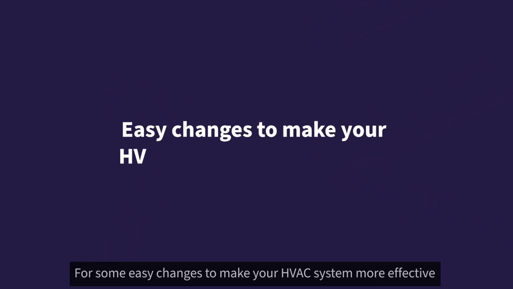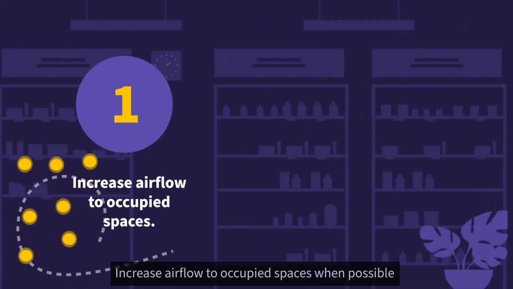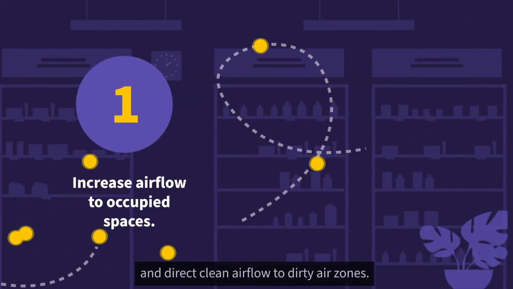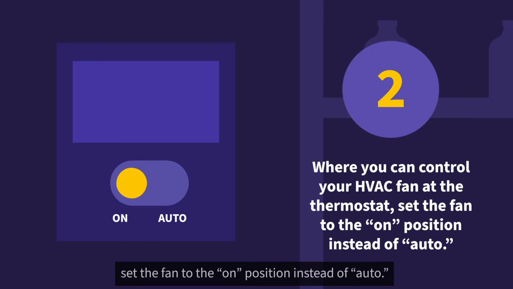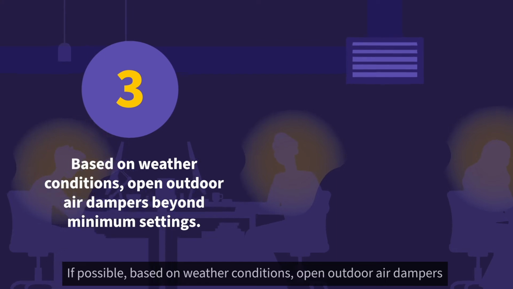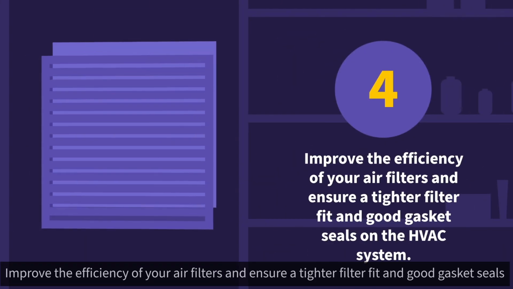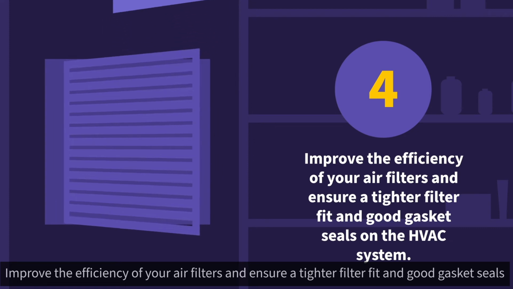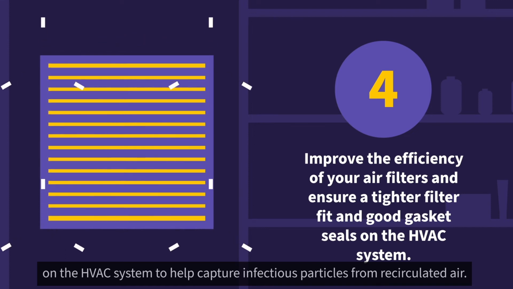For some easy changes to make your HVAC system more effective at reducing the spread of COVID-19, use the following guidelines. Increase airflow to occupied spaces when possible, and direct clean airflow to dirty air zones. Where you can control your HVAC fan at the thermostat, set the fan to the on position instead of auto. If possible, based on weather conditions, open outdoor air dampers beyond minimum settings to reduce HVAC air recirculation. Improve the efficiency of your air filters and ensure a tighter filter fit and good gasket seals on the HVAC system to help capture infectious particles from recirculated air.